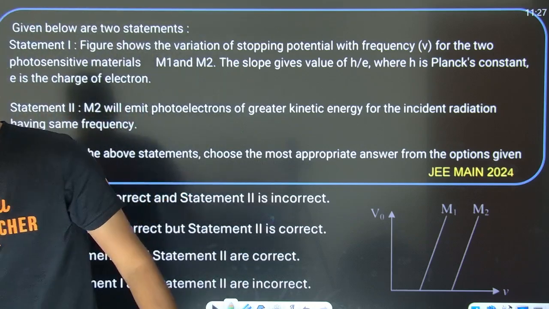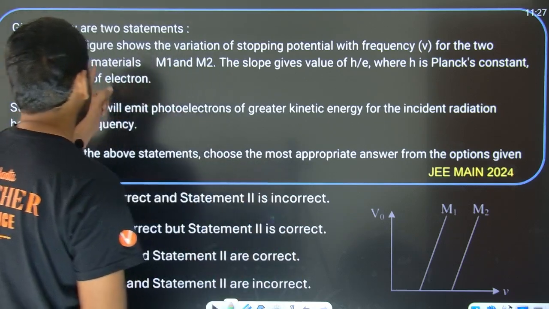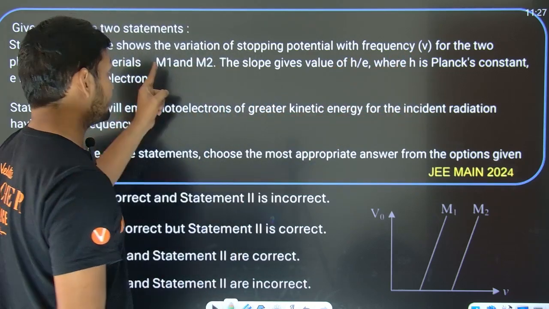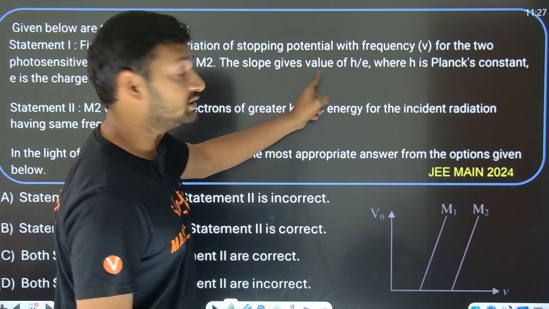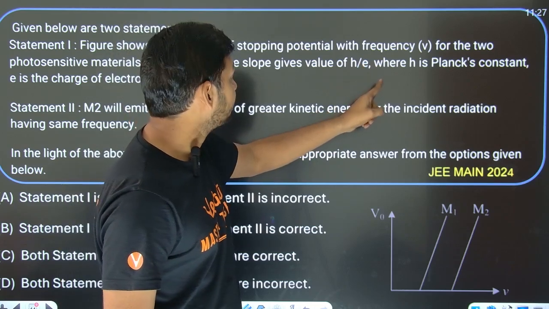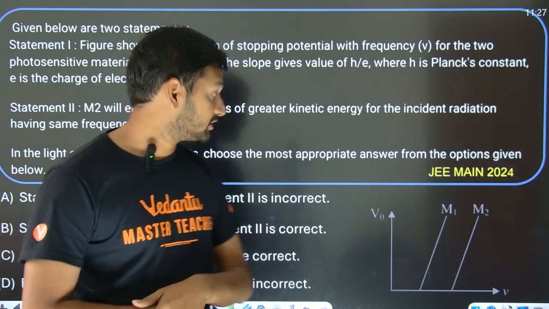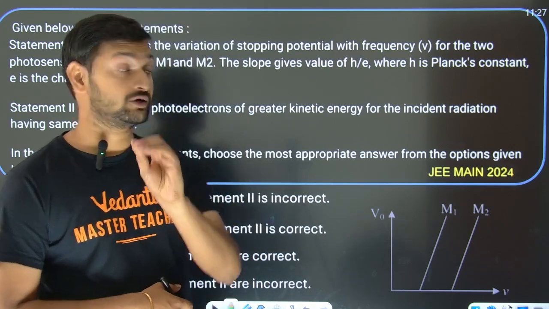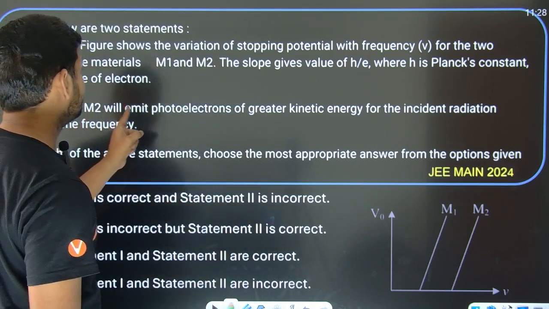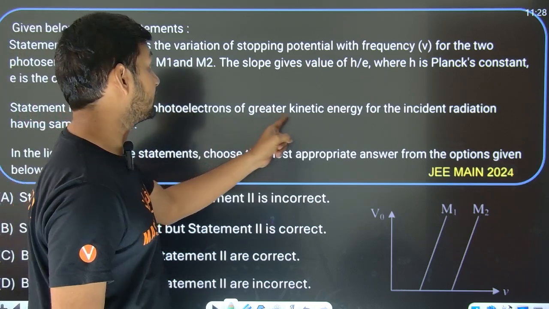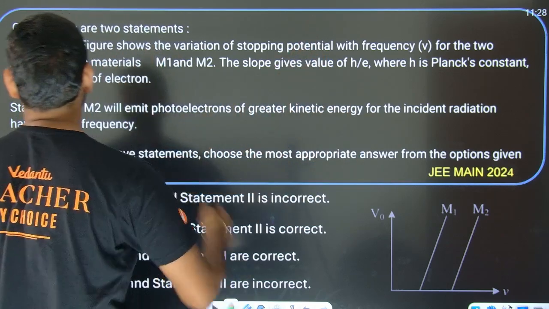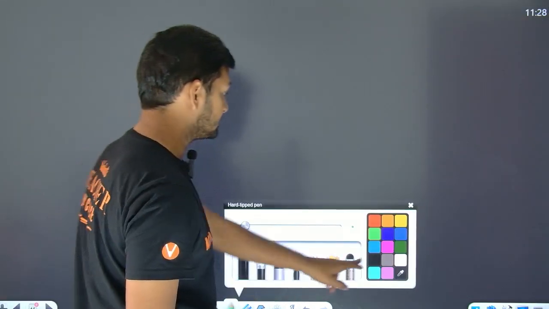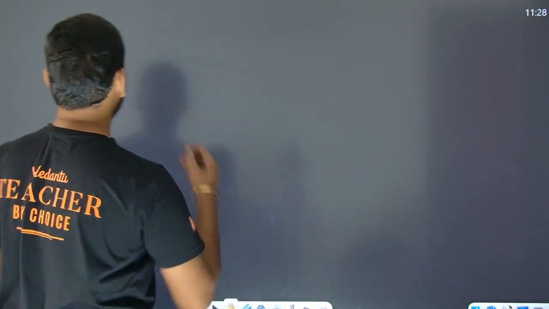Given below are two statements. Figure shows the variation of stopping potential with frequency for two photosensitive materials M1 and M2. The slope gives the value of h by e, where h is the Planck's constant. So stopping potential and frequency graph is given. Okay, we will talk about it. Statement 2. M2 will emit photoelectrons of greater kinetic energy. See this one, statement 1, whether it is correct or not, let us verify that. It will be a small recap also for you.